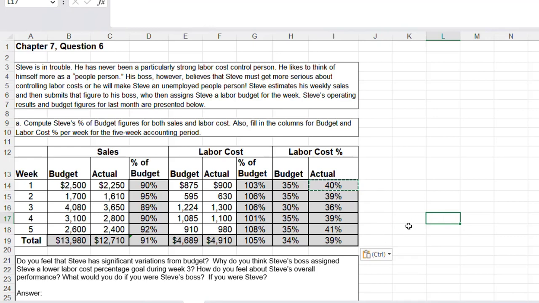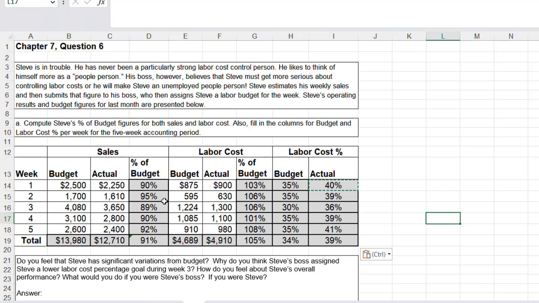All right, so do we feel that Steve has a significant variation from the budget? Okay, so yes. If we look at our labor cost percentage, he was supposed to run 35%, he ran 40%. He's supposed to run 35, he ran 39. He's supposed to run 30, he ran 36. 35, 39. Okay, so he's about 5% off.